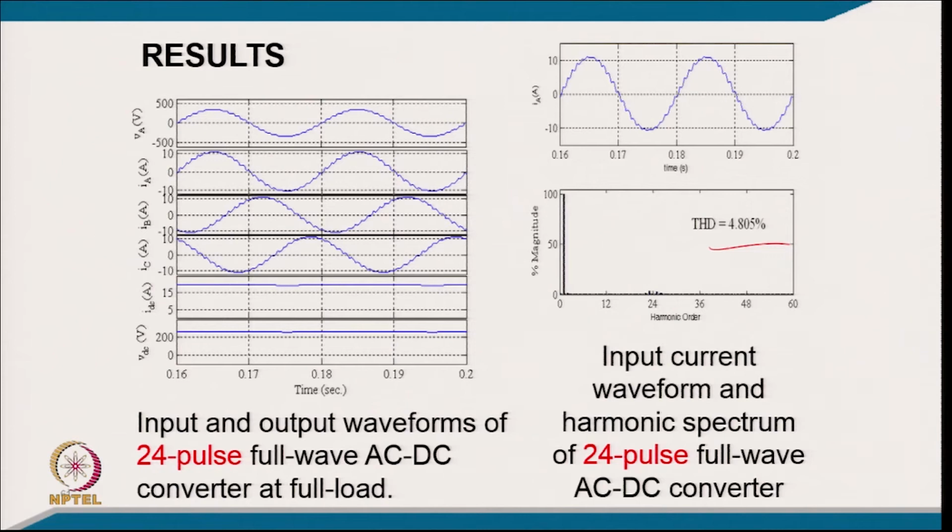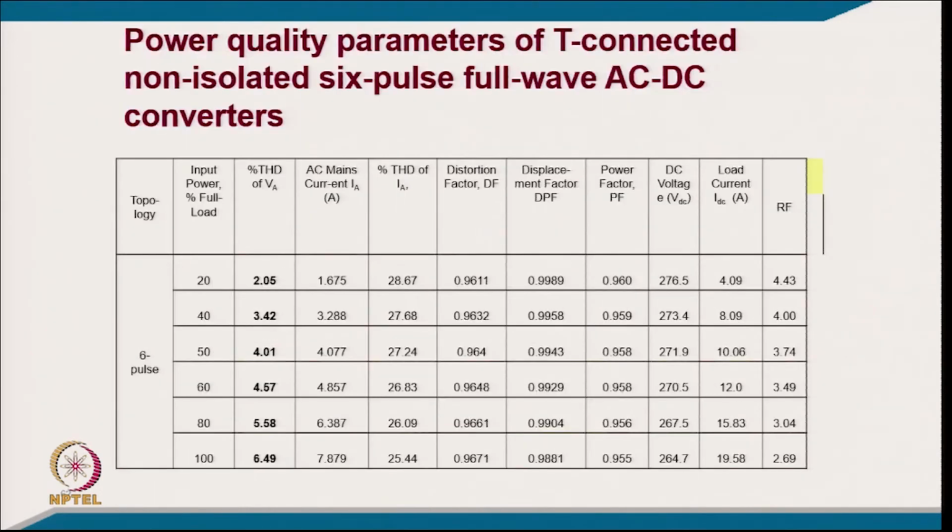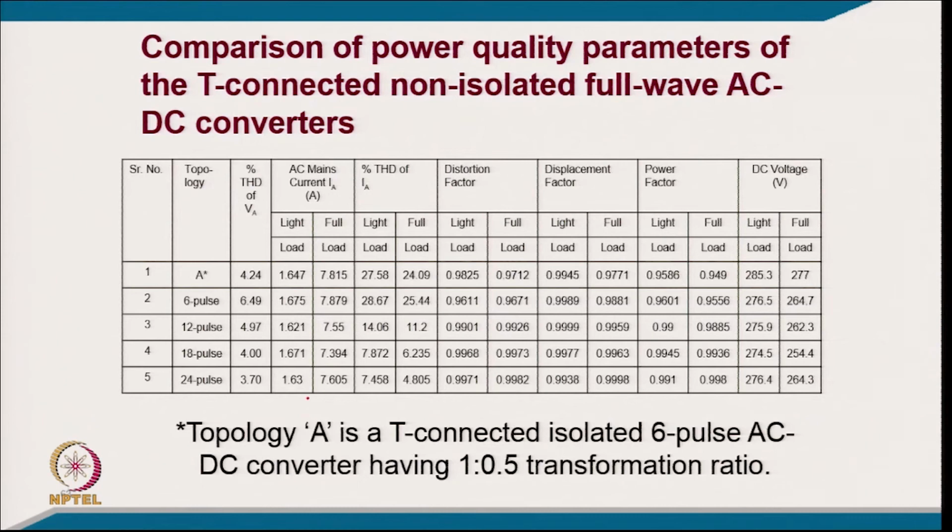So, these are the typical, practically, your full wave even non-isolated category also, where you may get good performance. This is the typical performance, typically T connected for different numbers of 6 pulse with the load: how THD varies with the voltage, and how THD varies with the current.